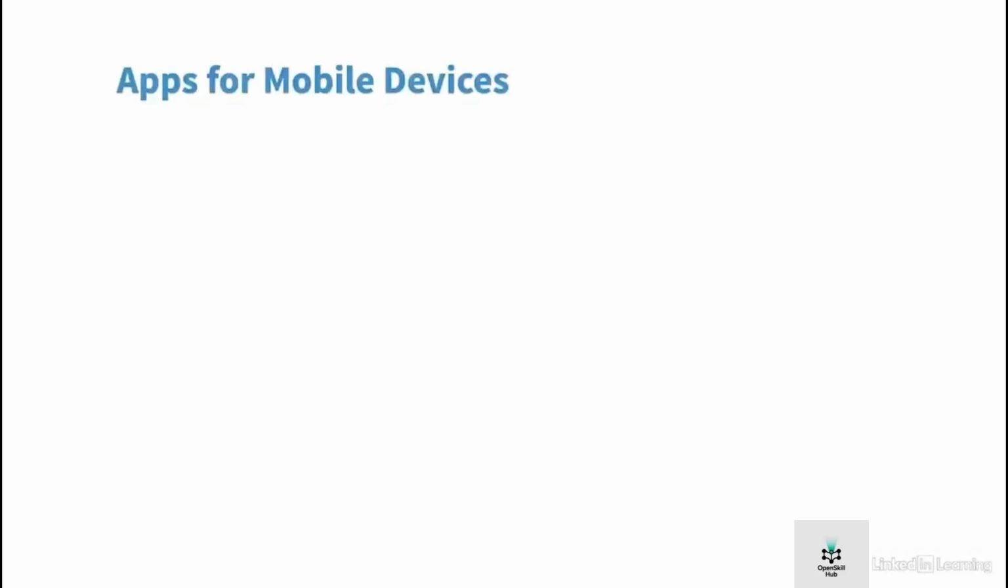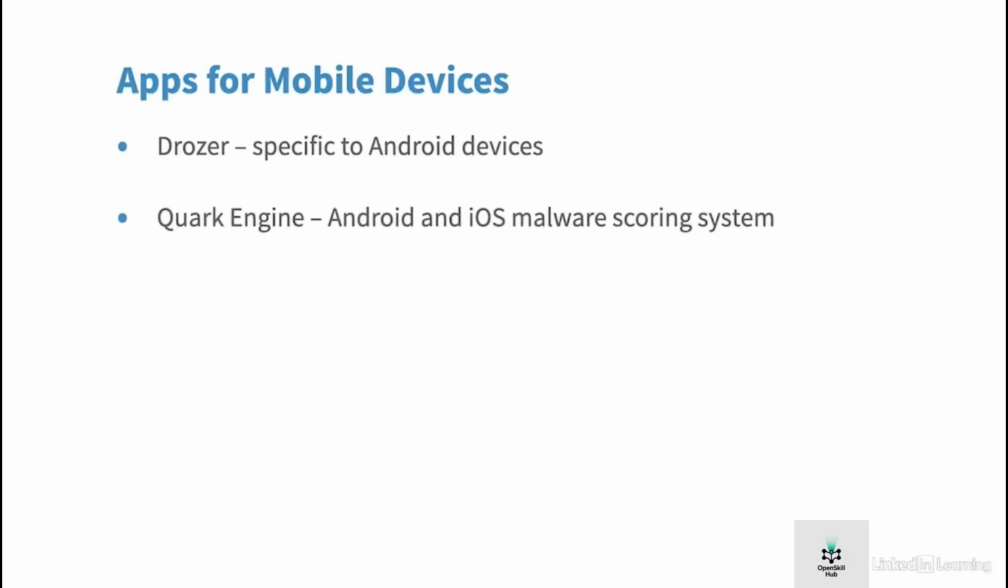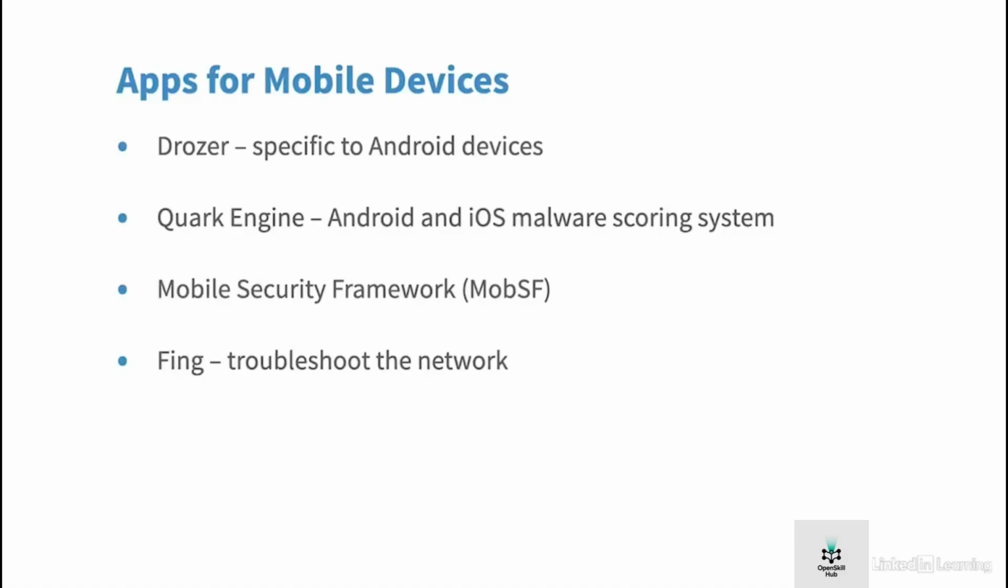In addition, the team may be tasked with scanning mobile devices. There are also a wide range of tools available. Drozer is an application security testing framework that's specifically designed for Android devices. Quark Engine is an open-source Android and iOS malware scoring system. Mobile Security Framework is an automated app used to test Android, iOS, and Windows systems. And Fing can help you troubleshoot your network.